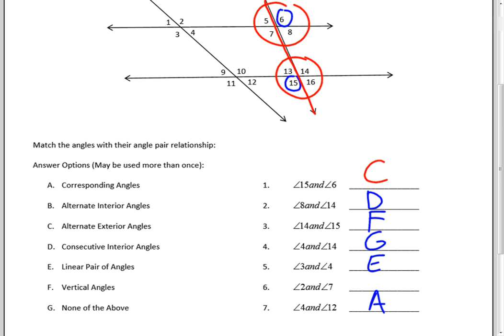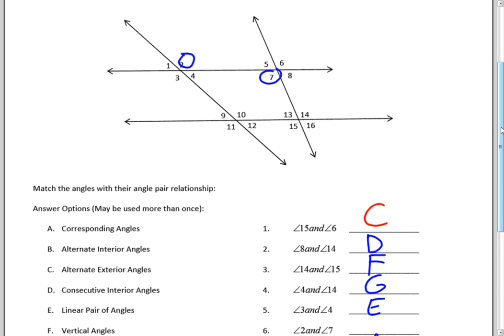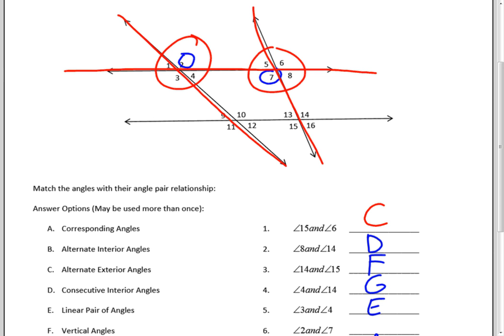And for number 6, 2 and 7. Move this down a little bit. Now I'm focused on these two systems. These are the lines being cut by this transversal. If this is the transversal, then this is the interior of that setup, which means I'm looking at interior angles that are on opposite sides of the transversal.